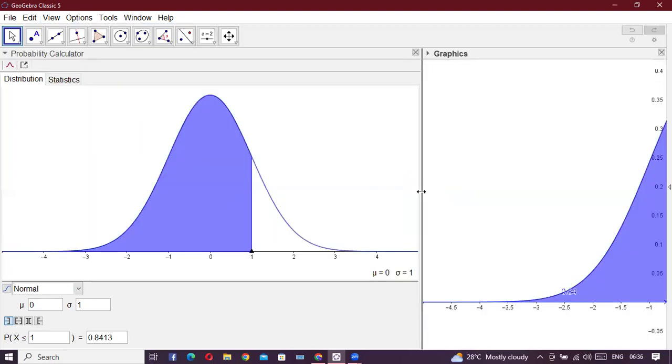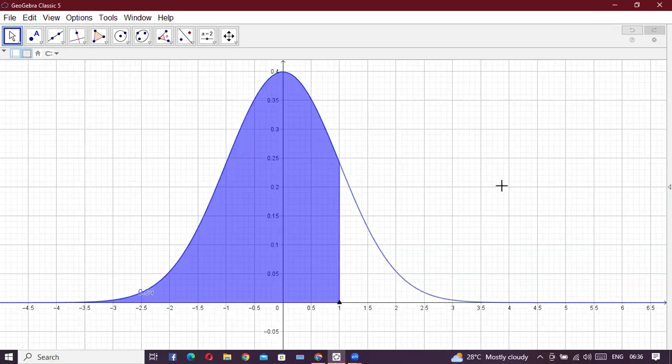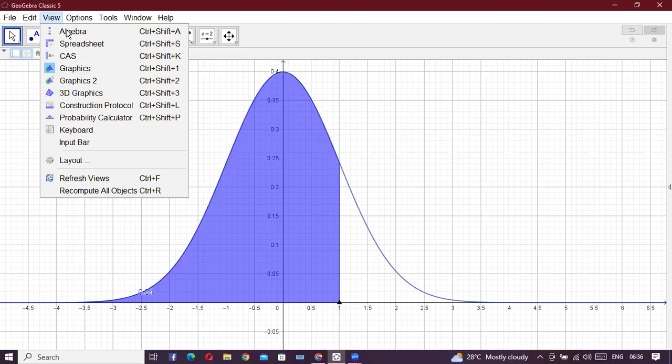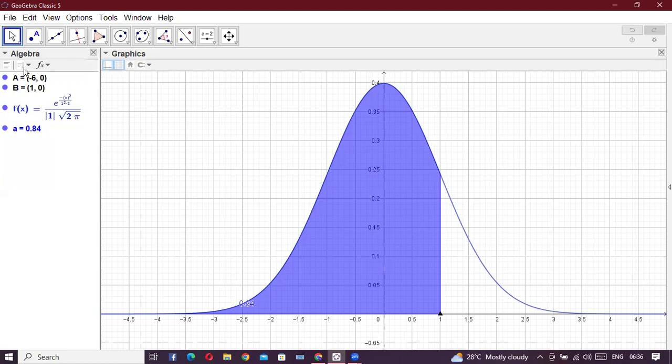Now I can see my graphics view here on my right. If I don't want to be working on the calculator anymore and I want to start working in the graphics view, I can just close this. It has removed the grid, so I bring it back. I can also bring back my algebra view to see the parameters, and I'll set the sort object to object type.